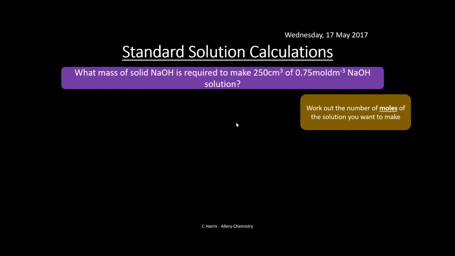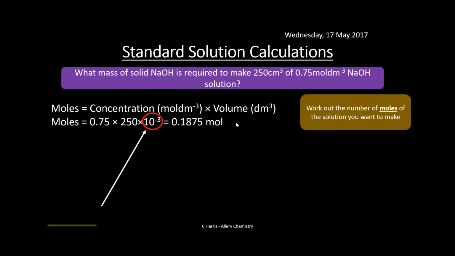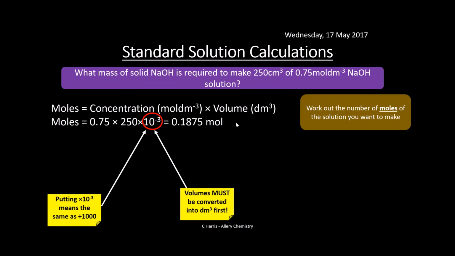So we're going to work out the number of moles of the solution you want to make. The first thing, moles equals concentration in mol/dm³ times volume in dm³. So the number of moles is 0.75, which is the concentration, times the volume. Remember the volume is 250 cm³, and we need to convert it into dm³, so we put times 10 to the minus 3 on there. That just means the same as dividing by 1,000. So we convert that into dm³, and we get the number of moles of 0.1875. So that's the number of moles of the solution that we want to make.